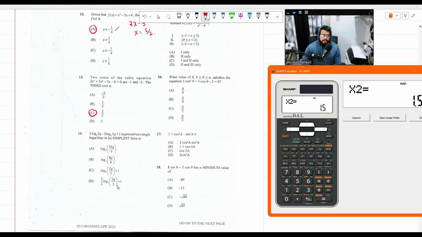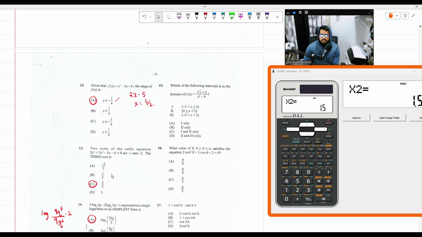This is another repeat question. So we bring the 3 on top, bring the 2 on top, and express 1 as log 2 to base 2. So we go in and get log of 2 to the 4 to the 8 cubed over 9q squared multiplied by 2. So we're going to get 16q over 9. The answer is A.